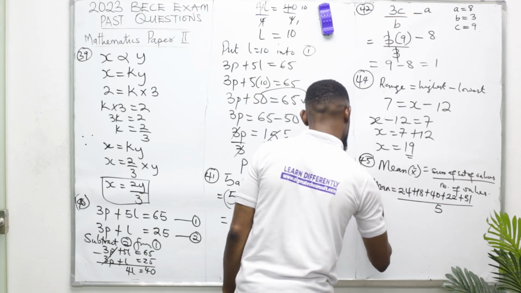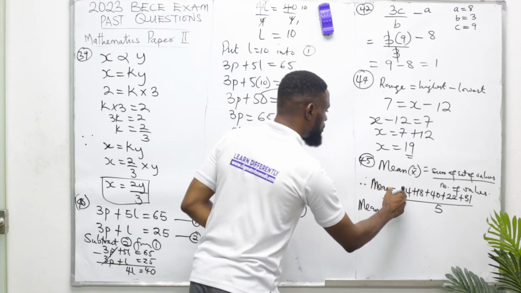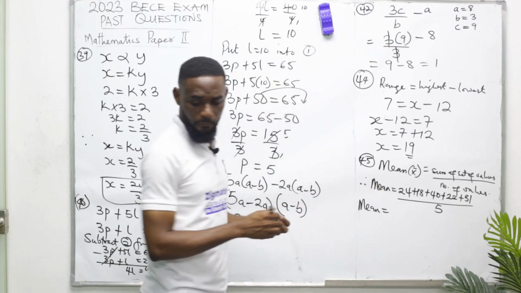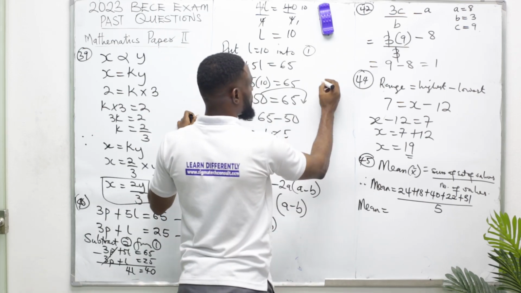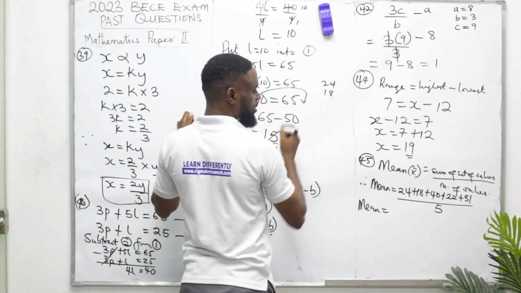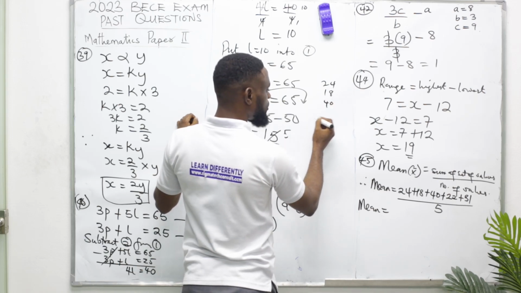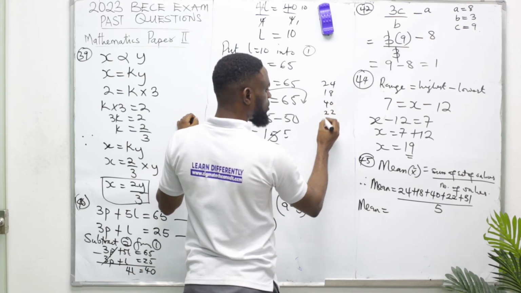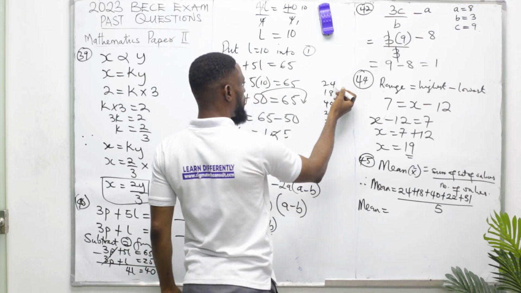So mean will be equal to, let's look at 24 plus 18. Okay, so let's check that out. 24, 18, 40, 22 and 31. So this is 4 plus 8.